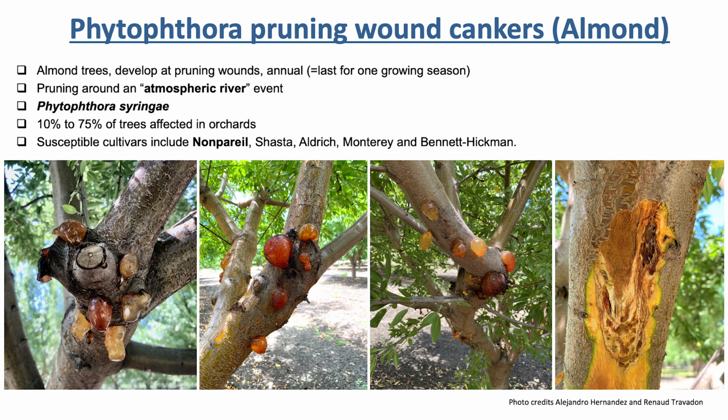And again, in this orchard, we're talking about an outbreak because we got called from across the Central Valley. In the affected orchards, anywhere between 10 and 75% of the trees were affected with this aerial Phytophthora. Nonpareil specifically seems to be highly susceptible, as are Shasta, Ulrich, Monterey, and Bennett Hickman.